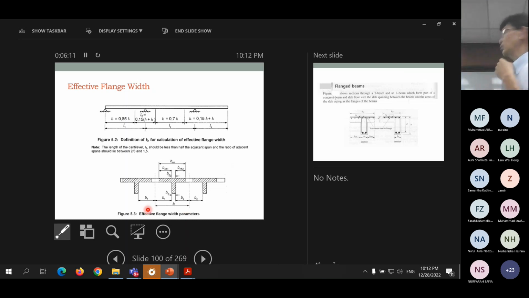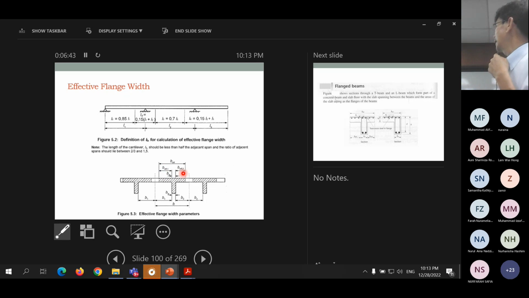And what is B1 and B2? B1 is from the face of here to the center line, called B1. From this to the center line between this beam and this beam here is called B2. Okay, so this is the meaning of B1 and B2, or BI, where I is 1 or 2, and this is the meaning of B effective 1, B effective 2, or B effective I, where I is 1 or 2.